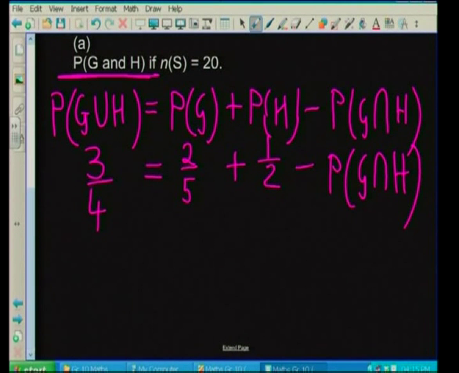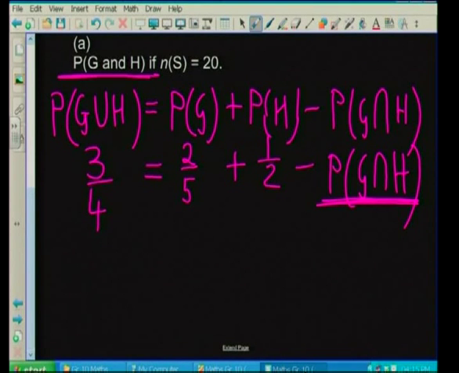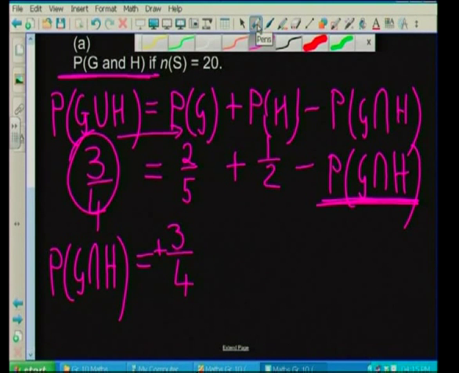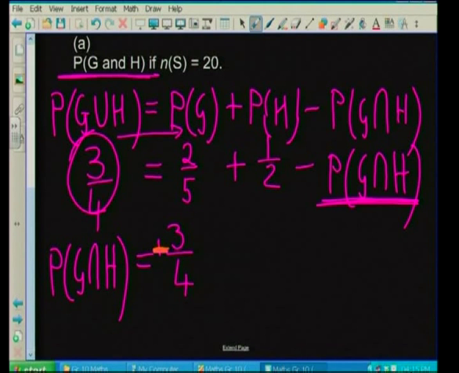So what I'm going to do now is change around the subject of the equation to solve for G intersection H. So I'm taking the probability of G intersection H to the left-hand side, so it becomes positive. Then I move the 3/4 to the other side, so that becomes negative, so -3/4 plus 2/5 plus 1/2.